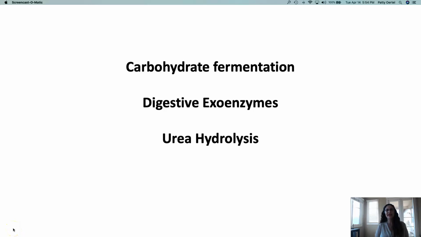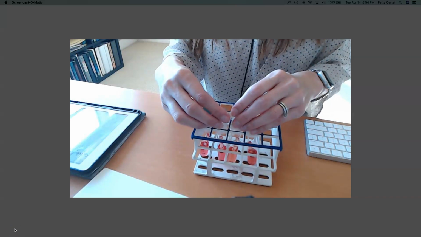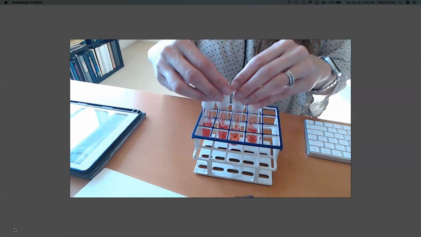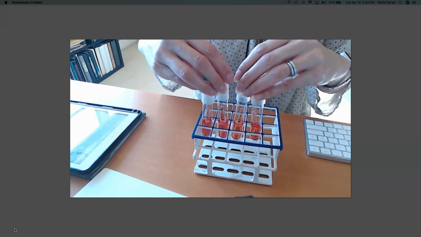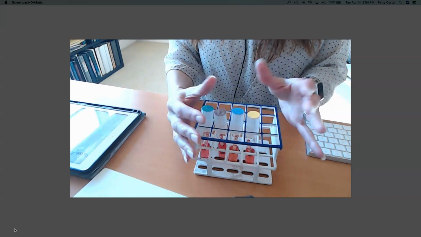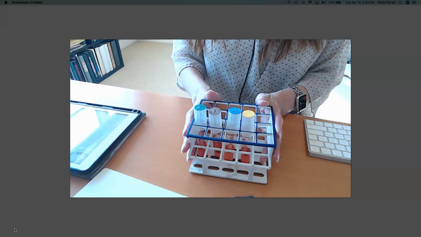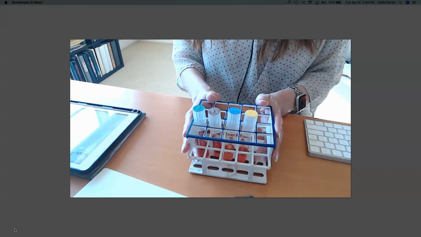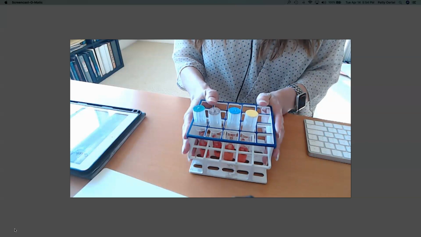Welcome back. In today's lab, we will be covering carbohydrate fermentation, digestive exoenzymes, as well as urea hydrolysis. So let's go ahead. So what are carbohydrates? Carbohydrates are essentially sugars. What we're going to be doing today is determining what carbohydrates your unknown bacteria is capable of fermenting.